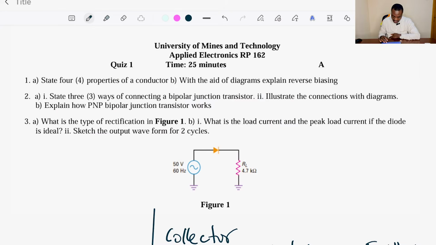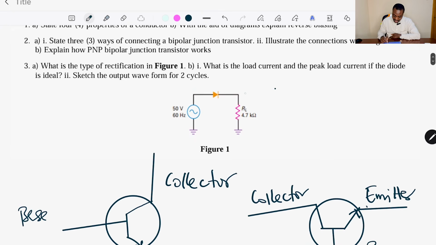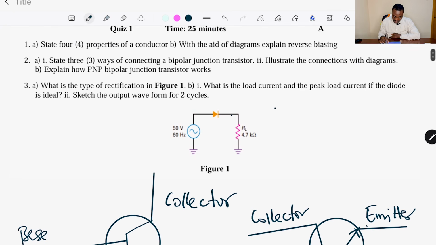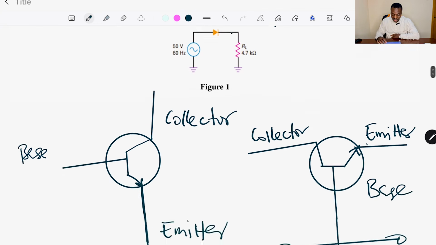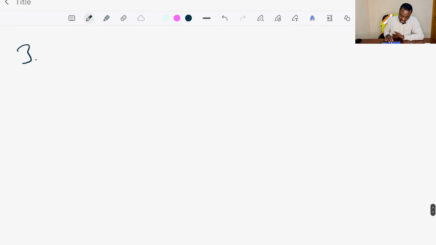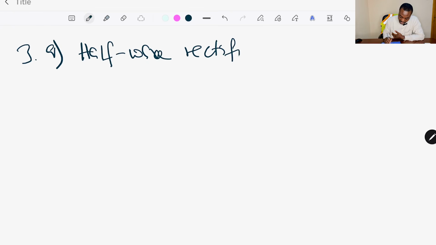Okay. Now moving to question 3. When it comes to question 3, what is the type of rectification in figure 1? So we have figure 1 here. This is our figure 1. If you want to talk about the type of rectification, you can see that we have an alternating voltage, and then a diode, and then a load resistor. Because we have one diode here, we know that there's going to be half-wave rectification. So question 3A, we have half-wave rectification.